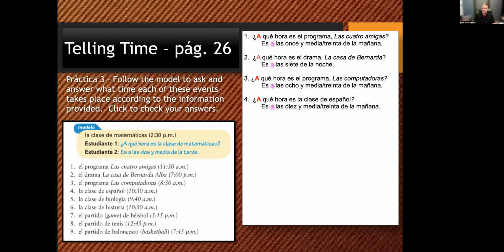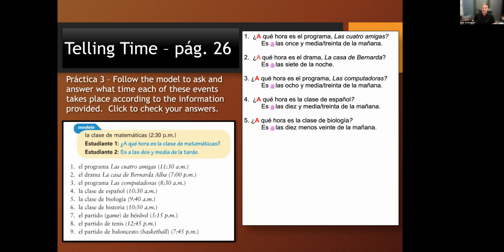Muy bien. Número 5, la clase de biología. 9:40 a.m. ¿A qué hora es la clase de biología? Es a las 10:20 de la mañana. Clase, repitan, ¿a qué hora es la clase de biología? Respuesta, repitan, es a las 10:20 de la mañana.